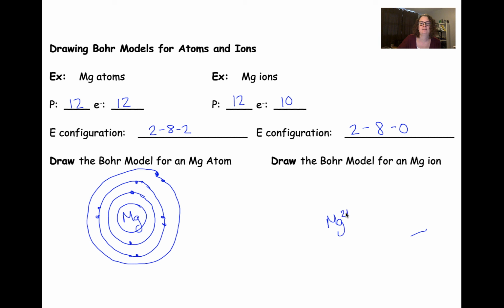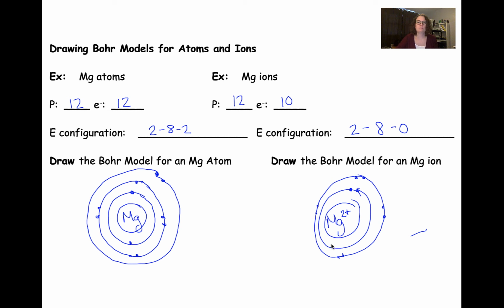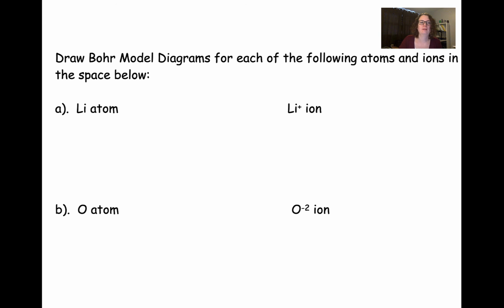So magnesium 2 plus: we're going to have 2 electrons in principal energy level 1, and then 8 in principal energy level 2. We don't have any in level 3, so we'll just leave that one off. We can see the differences between the atom and the ion when we look at both the electron configuration and our Bohr models. So we can do a couple of examples here.